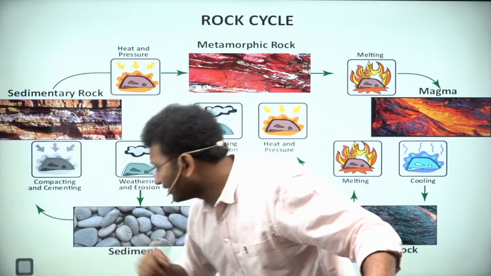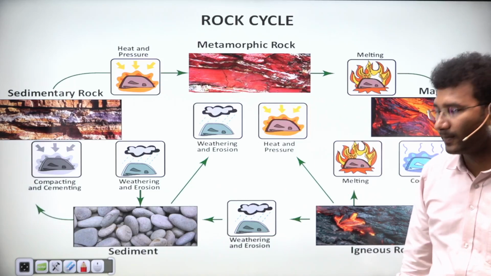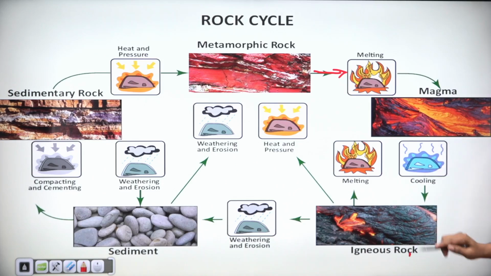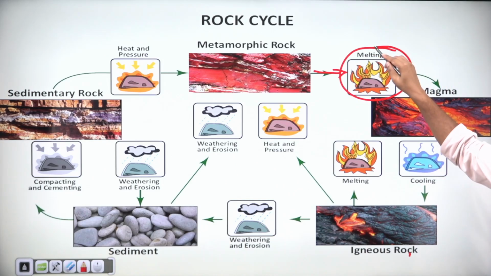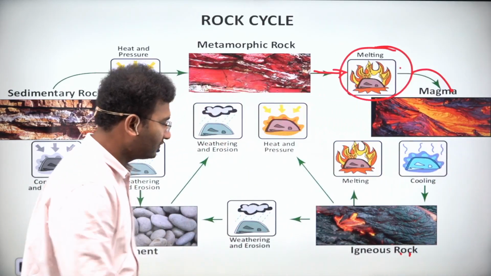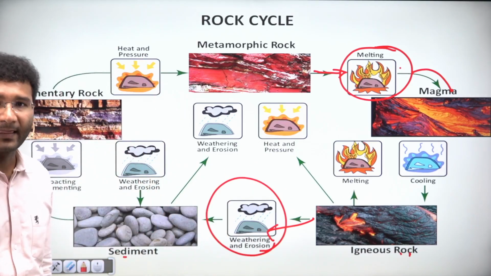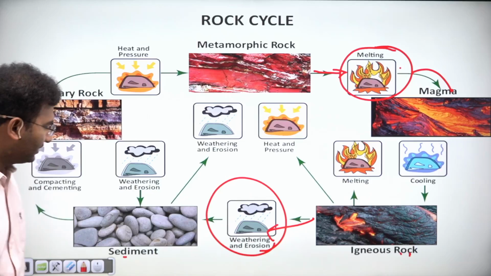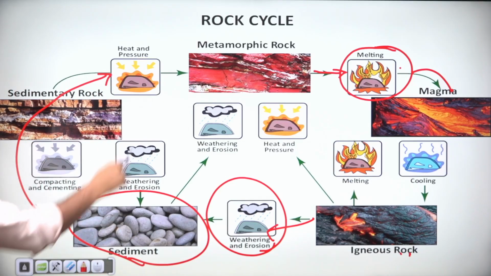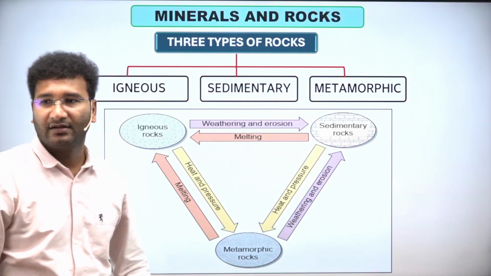Now look at this rock cycle. Let's imagine this is a metamorphic rock. Can this metamorphic rock convert into an igneous rock? Yes, it can. When you melt this metamorphic rock, it can be converted into igneous rock. Can the igneous rock get converted into sedimentary rocks? Yes, with the actions of weathering and erosion, it can get converted. Likewise, can the sedimentary rocks convert into a metamorphic rock? Yes, you either give heat or pressure to it. Now this is what is called the rock cycle.